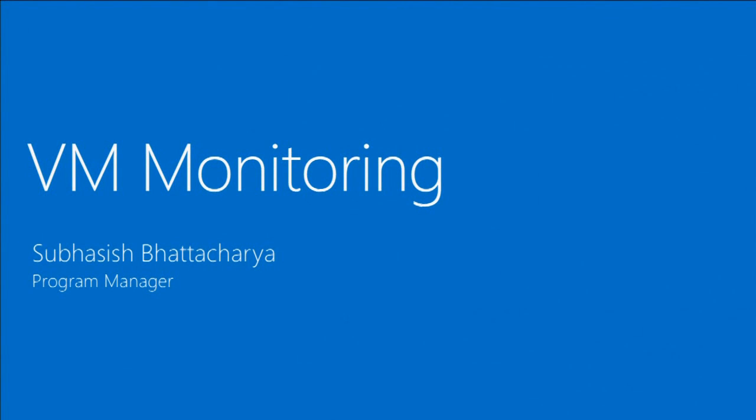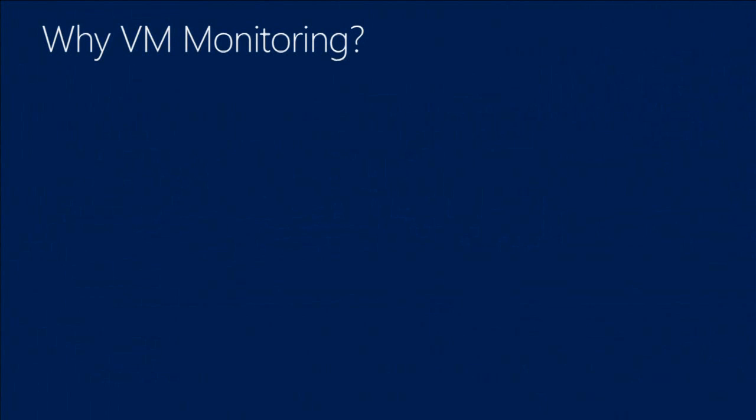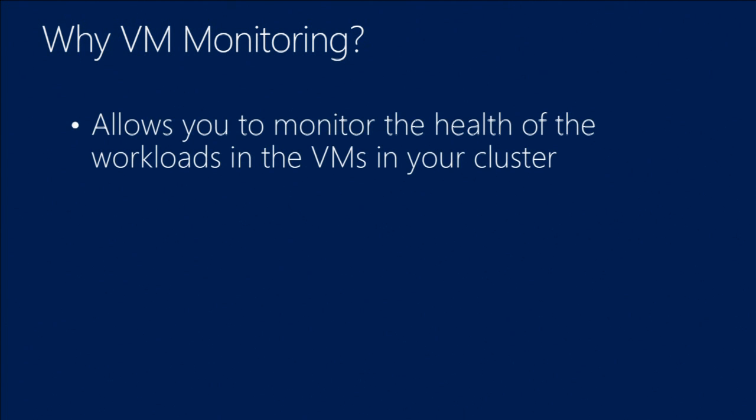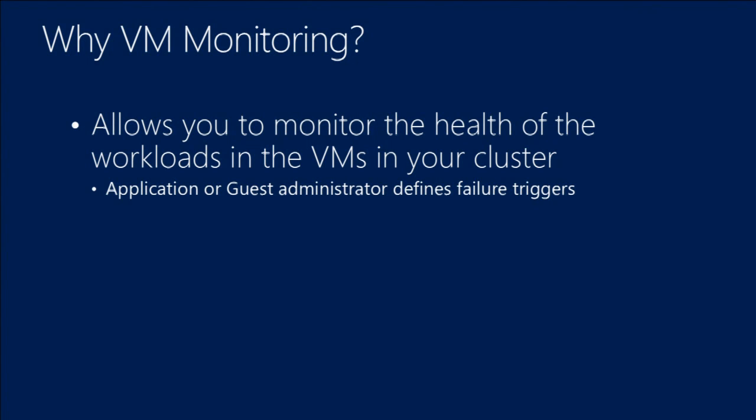So the first strategy that I want to present to you is VM monitoring. What exactly is VM monitoring? What's the value prop for you? When you go into your production environment, why should you turn on VM monitoring? The first value prop is that it allows you to monitor the health of the workloads in your VM. Let's say you have 1,000 VMs in your cluster. You can turn on VM monitoring pretty easily for all the VMs in this cluster.